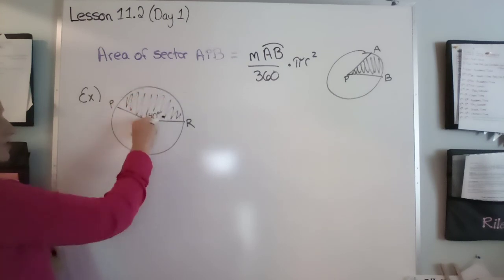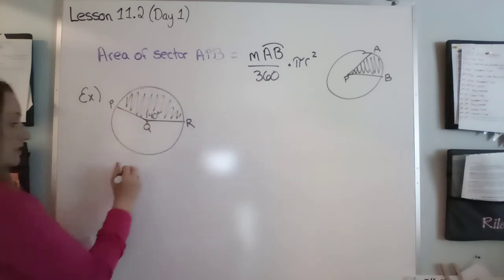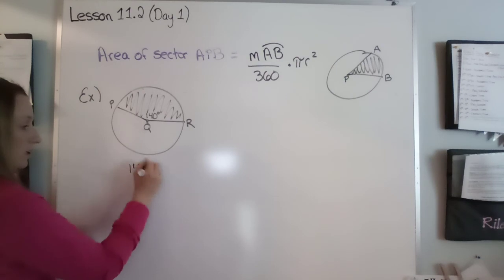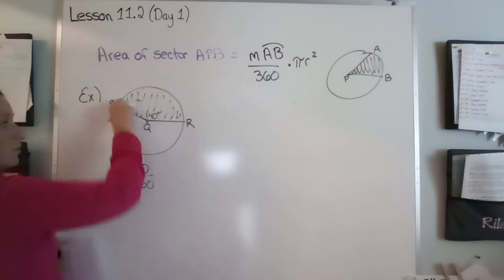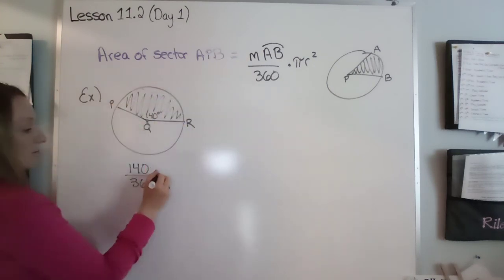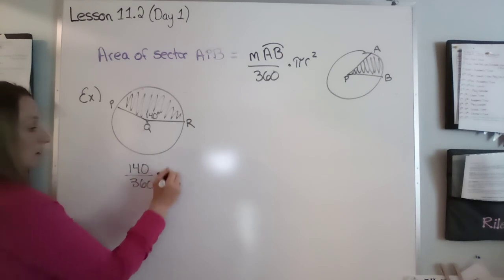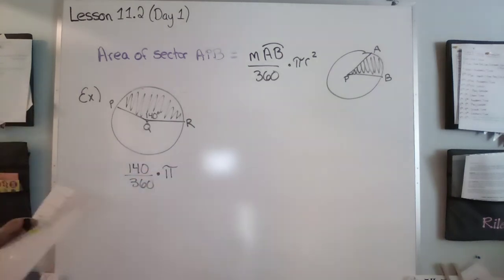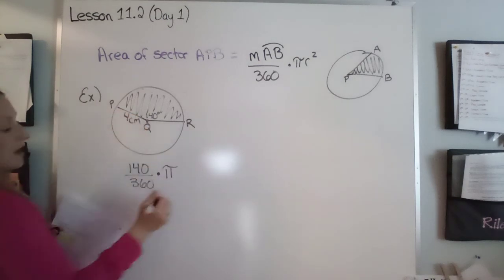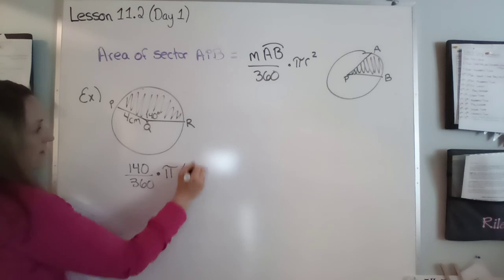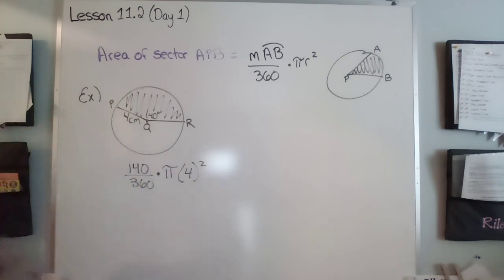Well, this is 140 degrees of 360. So start with that, 140 over 360, the measure of the arc over 360. And then multiply by the area of the whole circle, pi r squared. The diagram also gave you this, I need that 4 squared.